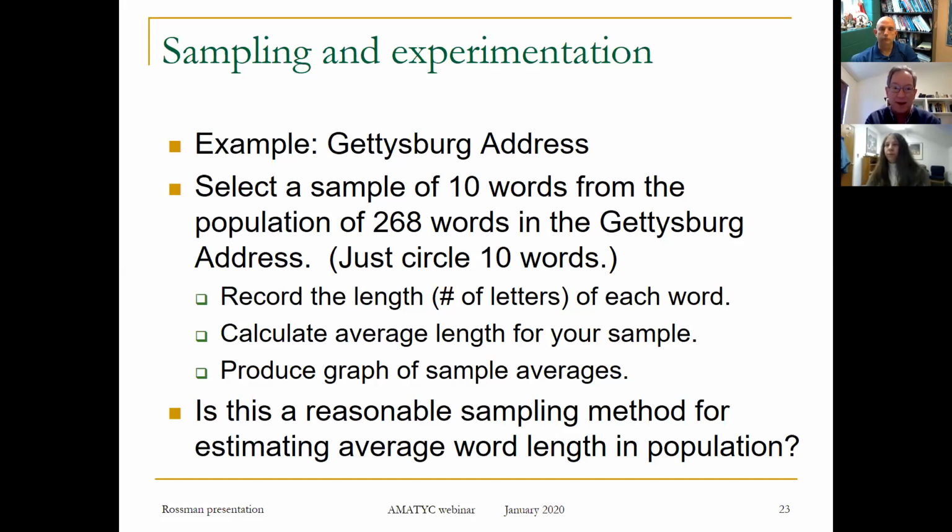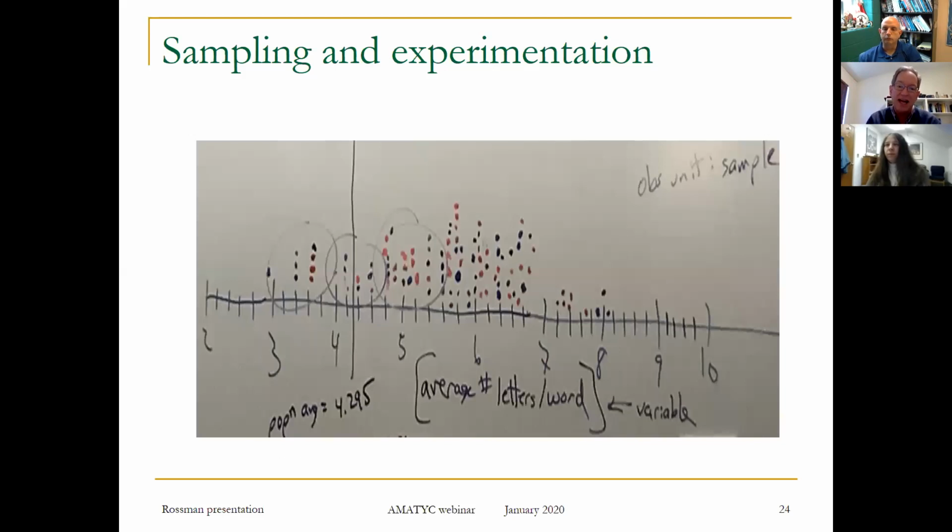Let me show you some representative results from a class of mine. There are the dots that students put on the board in a recent class. Why is the vertical line there? The vertical line is at the population mean. The true population average is 4.295. And you can see the big majority of my students had a sample mean that was larger than the population mean. And I think that illustrates the concept of sampling bias.